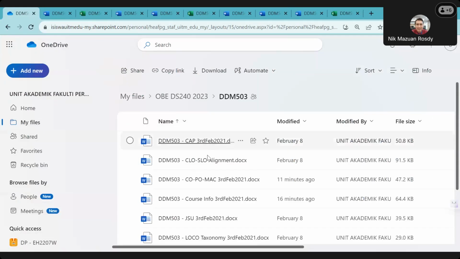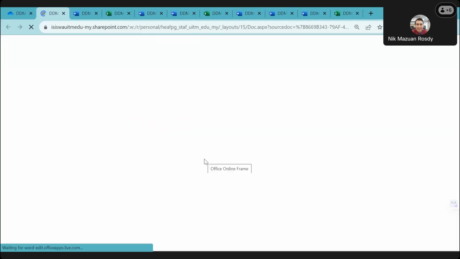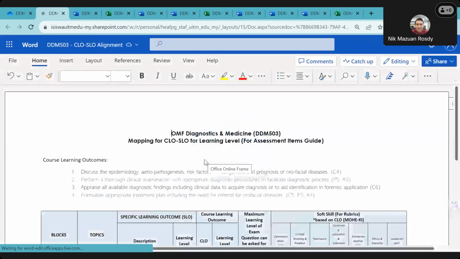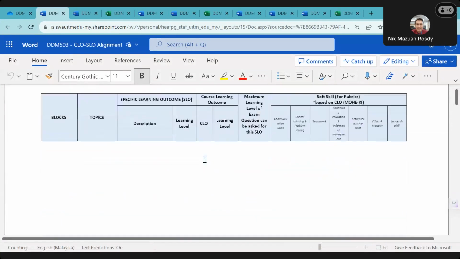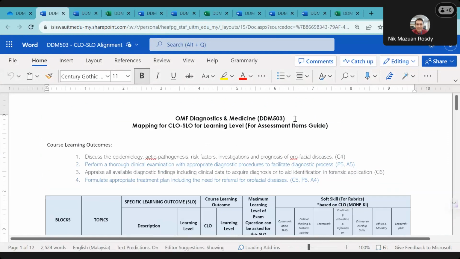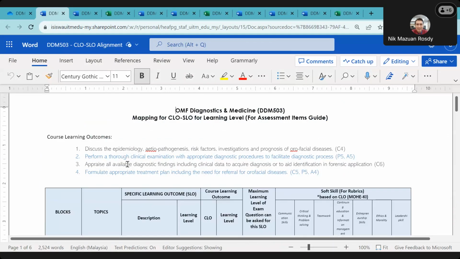Yang last kali tu CLO, SLO assignment ni pun I tengah buat. Yang ni bila exam, bila you map kepada SLO, you map kepada CLO kan. So SLO you tu kalau you buat, you tak boleh lah lebih tinggi daripada CLO because CLO tu is the higher one. Okay. Alright. So I buat macam ni. Course learning outcome, mapping for CLO, for learning level, for assessment items guide. So course learning outcome kita dah ada kat atas ni, ada letak.